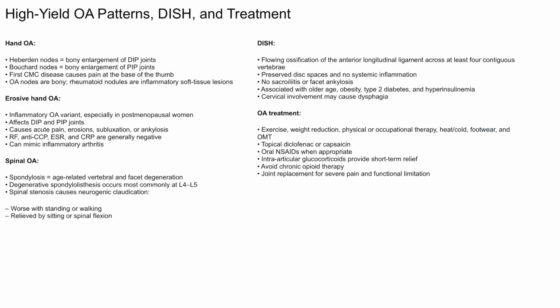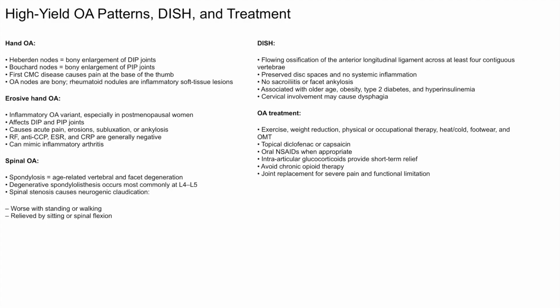All right, so for hand osteoarthritis, remember Heberden nodes at the DIPs, and you can remember that because Heberden is high, so it's higher up on your hand. And then Bouchard nodes at the PIP joint. So just remember Heberden is high, Bouchard is lower, so it's going to be the PIPs.